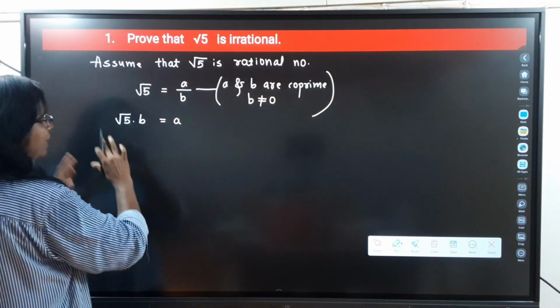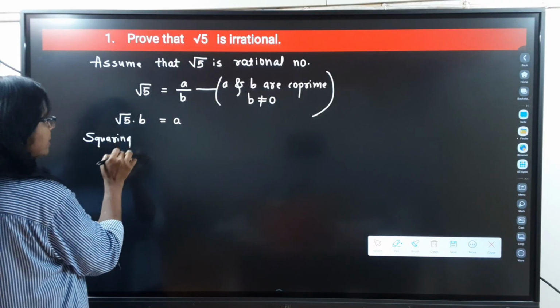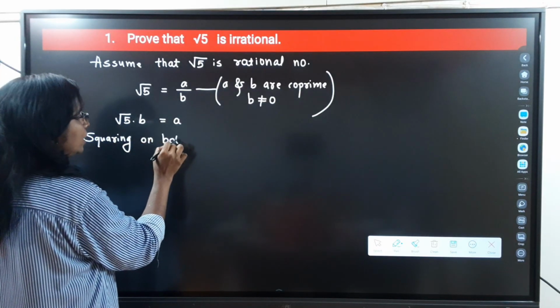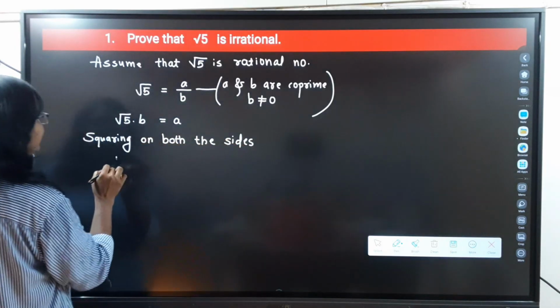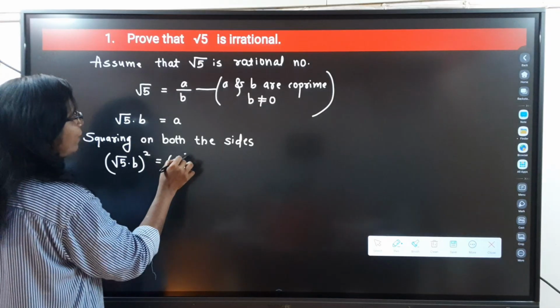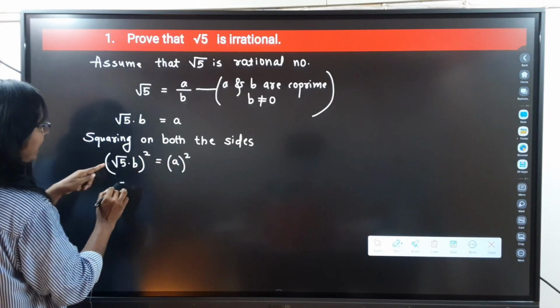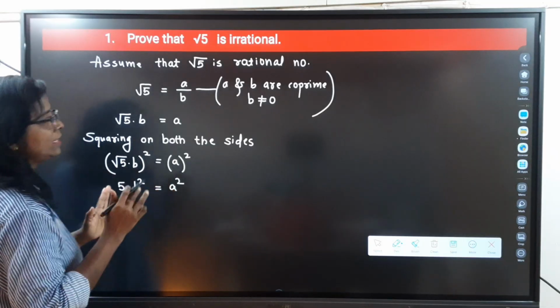Now I square both the sides. So I get root 5 multiplied by b, whole bracket squared, is equal to a whole bracket squared. Square of root 5 is 5, square of b is b square, which is equal to a square. So 5b square is equal to a square.